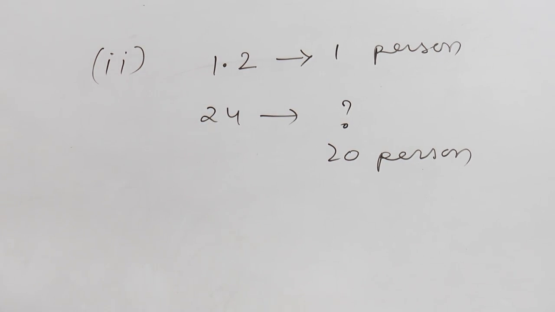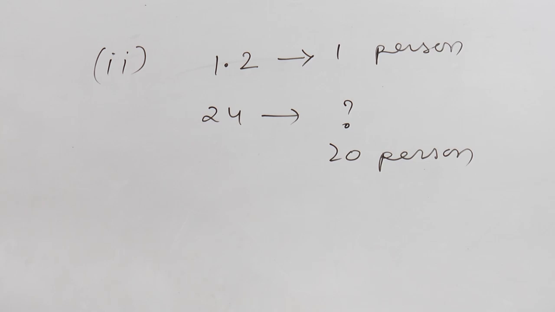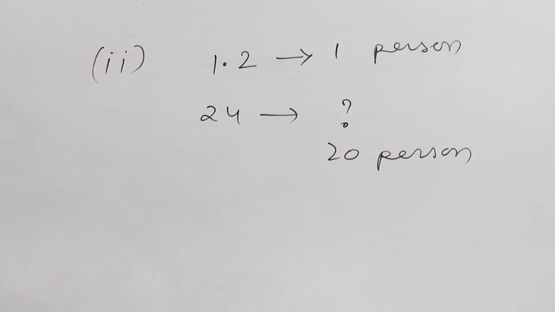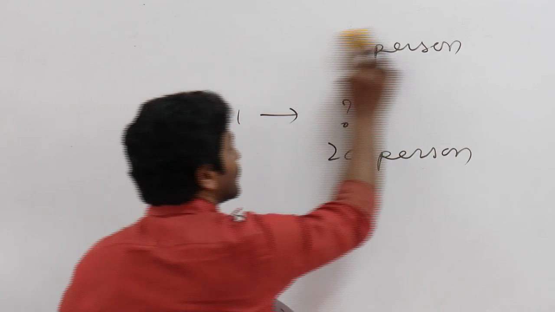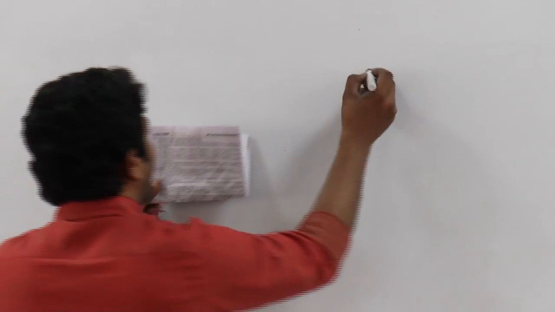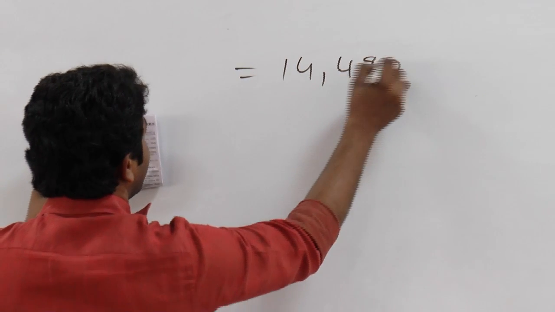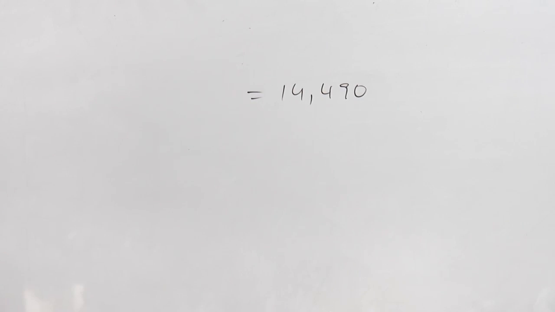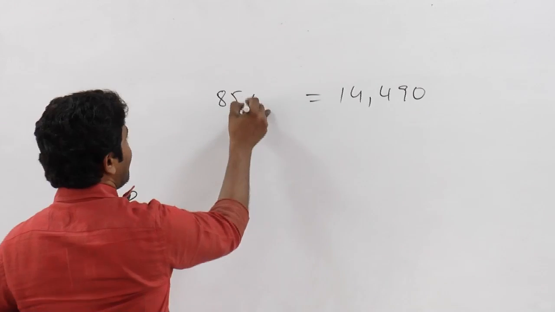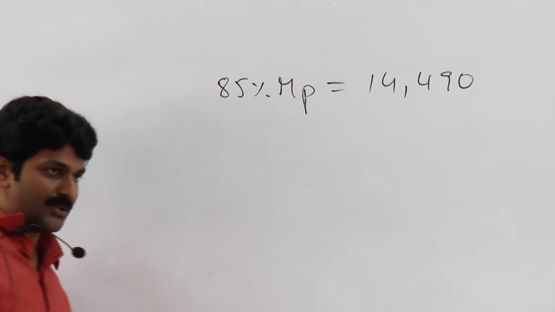59. What was the percentage of discount given on market price of the table? Percentage of discount, discount percentage. Now, 15% profit was earned by selling the table for 14,490. So selling price is given as 14,490. After giving a discount of how much percent? 15%. So 85% of market price is given as 14,490.